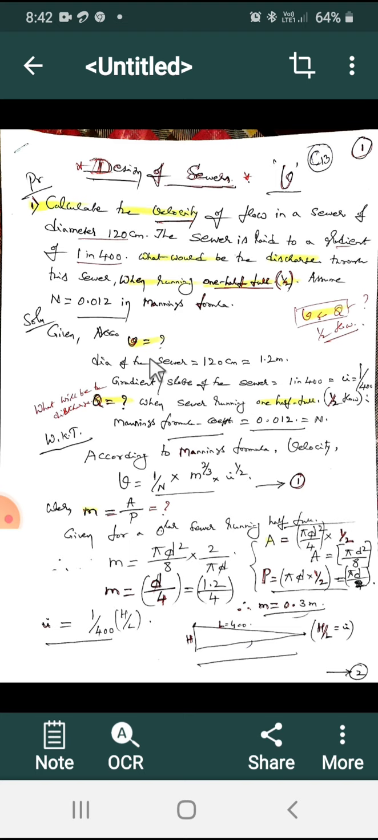Now, you just write down what values are given. Velocity is not known. Diameter of the sewer we know, that means they have given it. And the gradient means the slope of the sewer. It is 1 in 400. 1 in 400 means h by L. L is the distance, h is the height. That means 1 by 400. Then Q is equal to how much? What will be the discharge they are asking? That is why Q is equal to question mark.